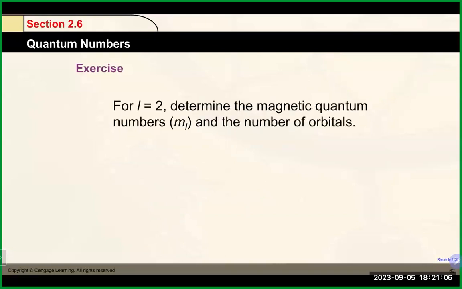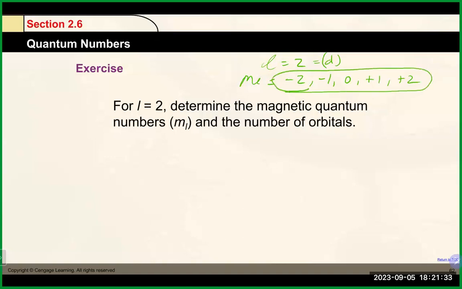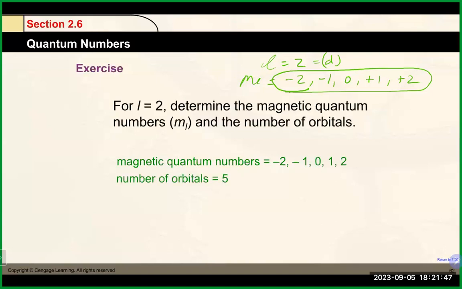Now, if L is equal to 2, we were talking about an M sub L that goes from minus L, which in this case would be minus 2, to minus 1, to 0, to plus 1 and plus 2. L equal to 2 is a d subshell, and that is why we have our 5 d orbitals, each one represented by a different number. Any questions on that one? Again, this is a more generic question rather than specifically talking about an electron.